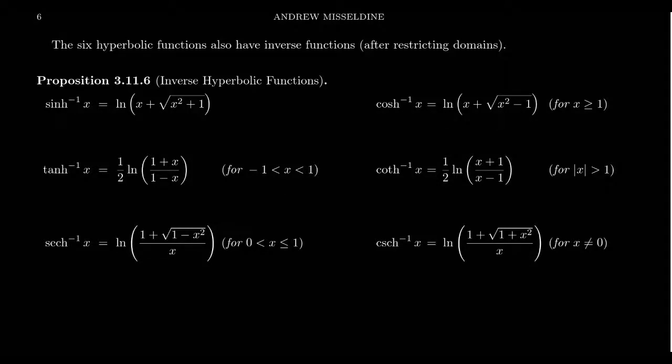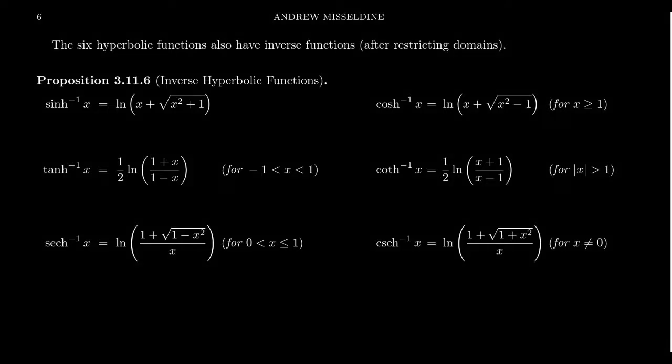So just like circular trigonometry, the six hyperbolic functions have inverses. So we could talk about the inverse of hyperbolic sine, which we would call arcsinh. We can talk about the inverse of hyperbolic cosine, which would be arccosh. And so we have hyperbolic arctangent, hyperbolic arccotangent, hyperbolic arcsecant, and hyperbolic arccosecant. So you have inverses of each and every one of these.